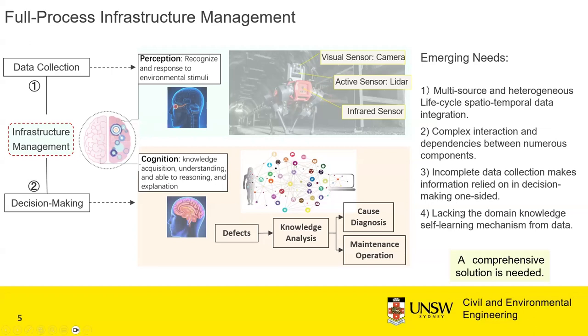The second one is that in a complex infrastructure, there are dependencies between different components and that needs to be considered as well. The third problem is that if we don't pay enough attention to the data collection stage, the decision making accuracy will also be affected. And previously, we just learned the knowledge from the industry regulations, but in a life cycle period of the infrastructure, there are a lot of data, and can we try to learn the knowledge from the collected data, not just from the industry regulations? All these questions require us to have a more comprehensive solution for infrastructure management.